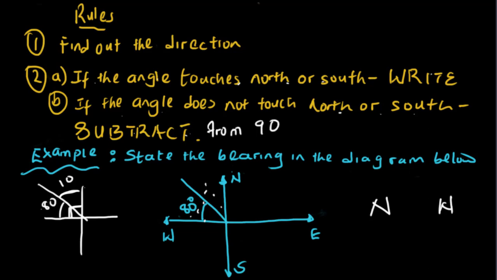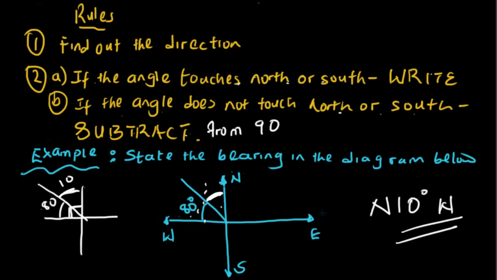Can you see and do you understand? So we are subtracting from 90 so that we can know this side, this angle here. Can we do that? So 90 minus 80 is 10. So we write 10 degrees. So this is 10 degrees northwest. So do you understand now?